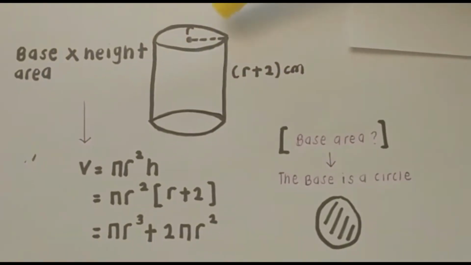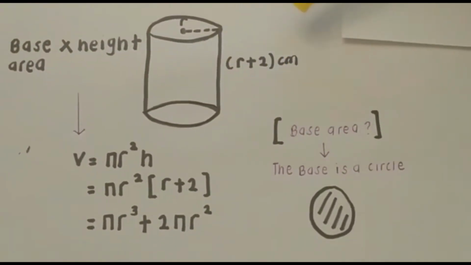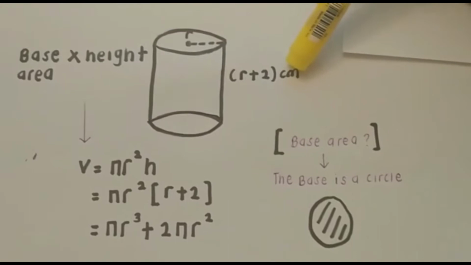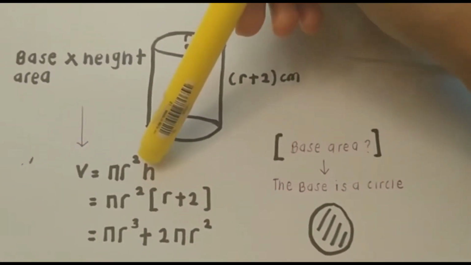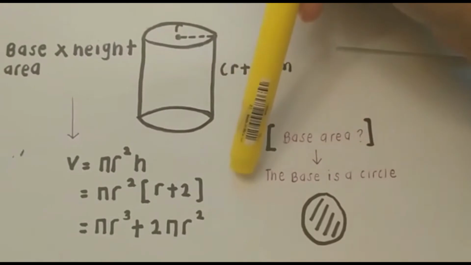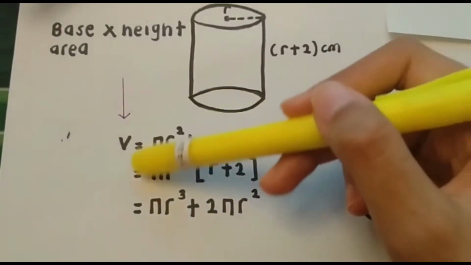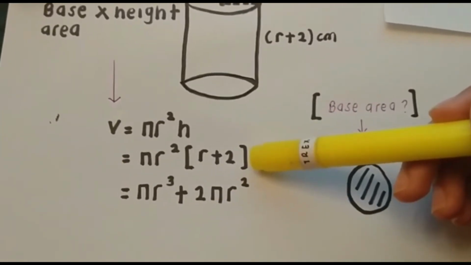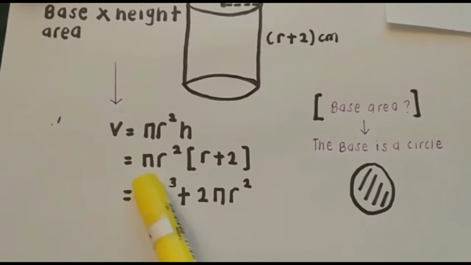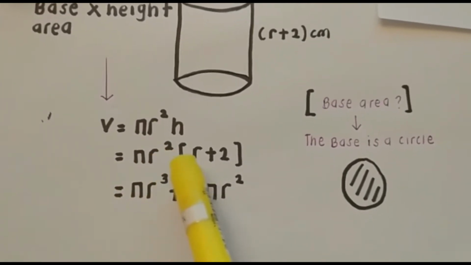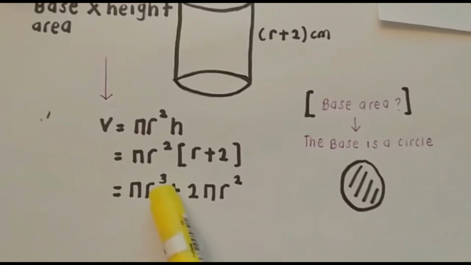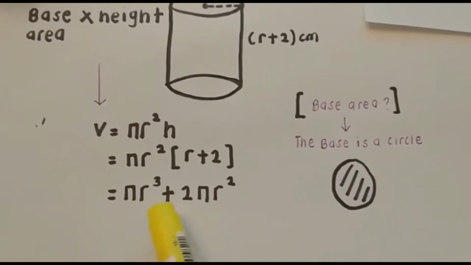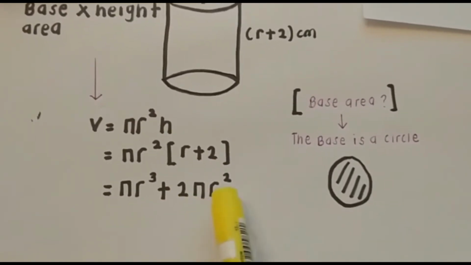We have been given information about the height of the cylinder, which is r plus 2 cm. So we can replace the h with r plus 2 and we will get this equation. But we still need to expand this equation to get the formula for volume. We can do pi r squared times r and we will get pi r cubed, plus pi r squared times 2, which gives 2 pi r squared.